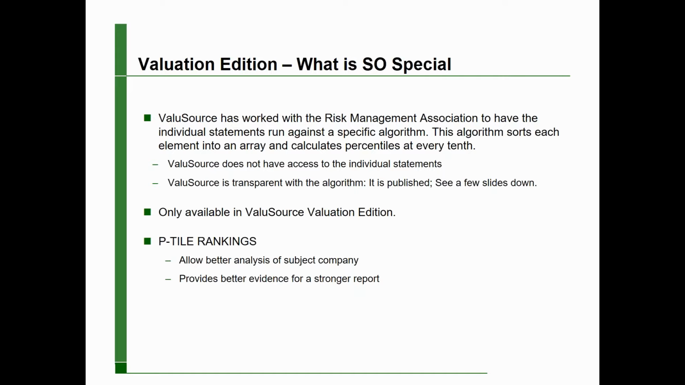What that algorithm does is that it takes the data that's arrayed in linear order, true order, from lowest to highest, and it cuts it into 10 pieces. And as it cuts it into 10 pieces, we get 10th percentile, 20th percentile, 30th percentile. Having those intermediate pieces inside of the data allows for a better analysis of the subject company, and it provides evidence for a stronger report. So let me show you exactly what that sounds like.